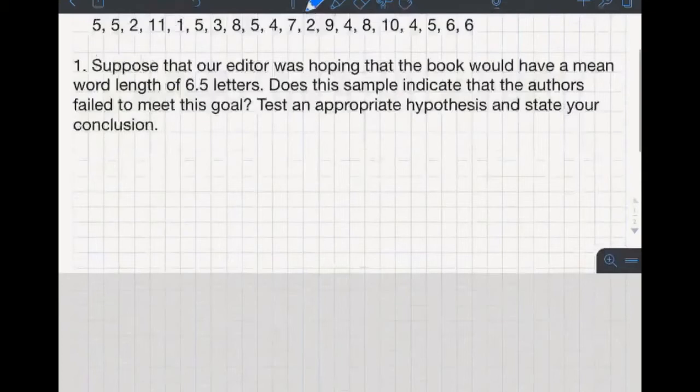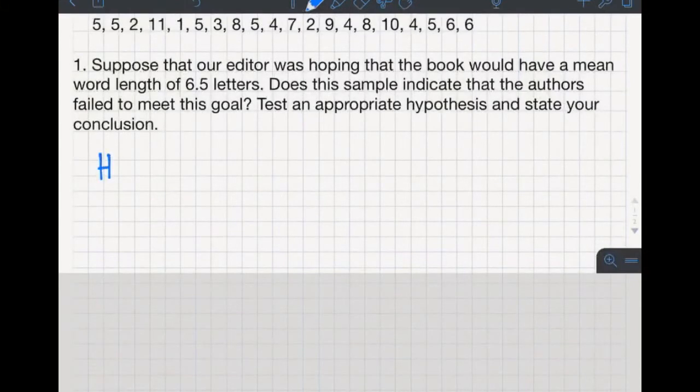The first thing we talk about is writing our hypotheses, right? And so we naturally start off by saying our null hypothesis, H0, is that the mean is going to be equal to 6.5 words. That's just what they told us to start with. So we're going to assume that it is that. It's no different. I have no reason to think that it's any different. That's what we do, the status quo, the absence of the desired effect.